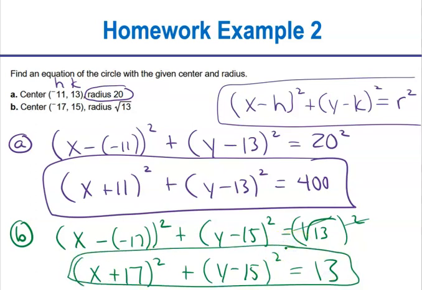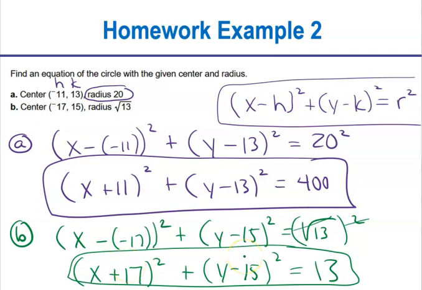Now notice a couple of things. Whenever you're adding inside your set of parentheses, that actually means the center coordinate is negative. But whenever you're subtracting in the parentheses, that means the center coordinate for whatever variable you're dealing with is positive. So again, this would mean negative 11 is the x coordinate center, or your h value, and positive 13 is your y coordinate center, or your k value. Okay, same thing happened on this one as well.